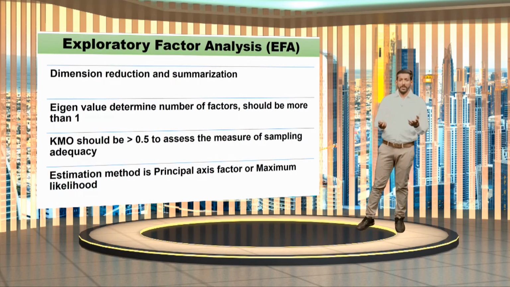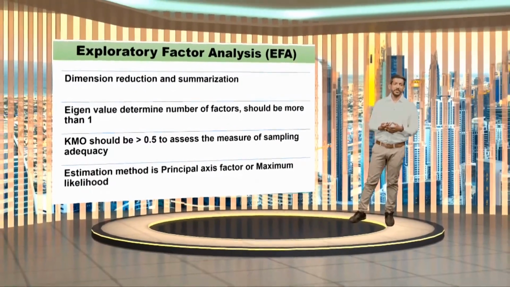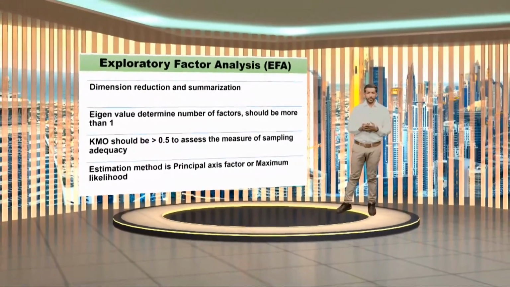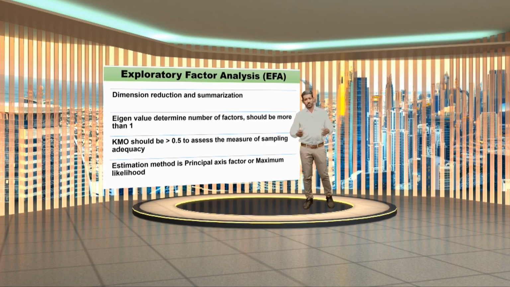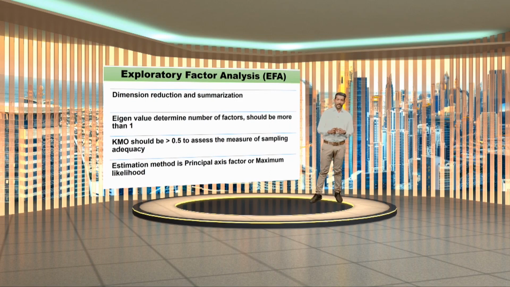Now when you say exploratory factor analysis, one of the objectives of using it is dimension reduction and summarization. So we have a large number of items, maybe 20 or 30 items, and they have to be reduced in a meaningful way and in a sizable way. Then we can use an EFA analysis, and it has to be summarized in a very proper way.